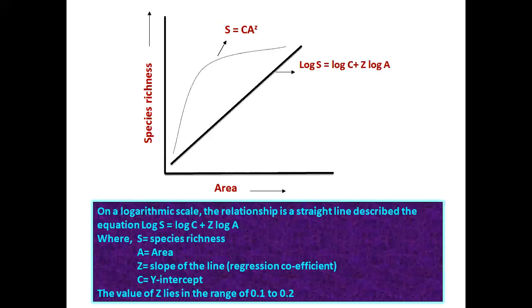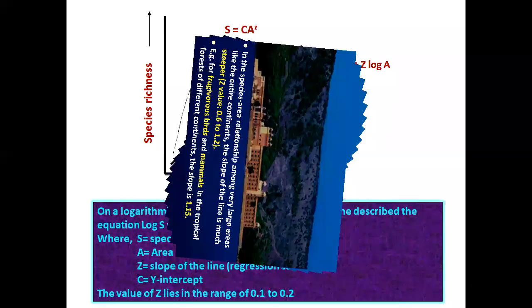If on the scale, we'll find that is good enough. Okay. So let us see here that on logarithmic scale, the relationship is a straight line described by the equation log S equal to log C plus Z log A, where S equal to the species richness, A equal to area, and Z equal to the slope of the line, C equal to Y intercept. Z and C are the mathematical expressions here. The value of Z lies in the range of, in general, 0.1 to 0.2.